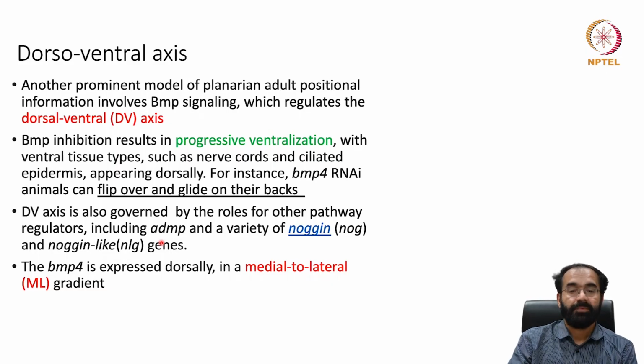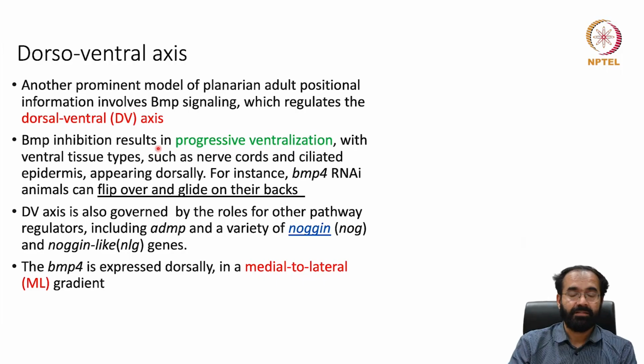And now comes the dorso-ventral axis. The dorso-ventral axis is very interesting. Dorsal means your backside, and ventral is your belly, your chest region. Another prominent model of planarian adult positional information involves BMP signaling, which we discussed in the previous class, and which regulates the dorso-ventral axis.